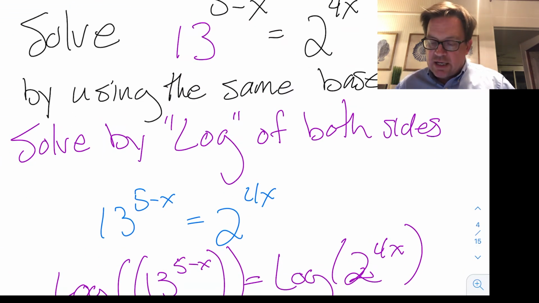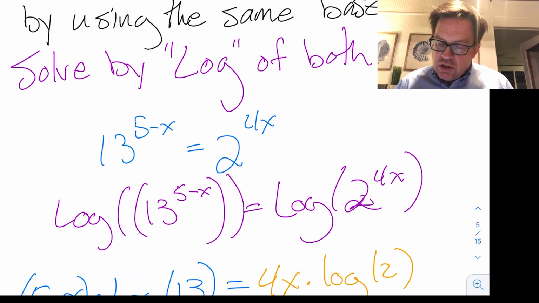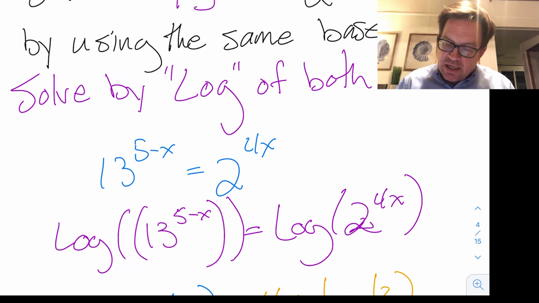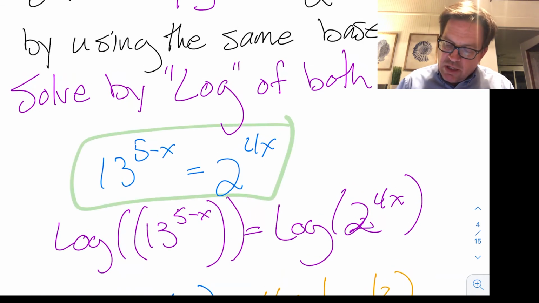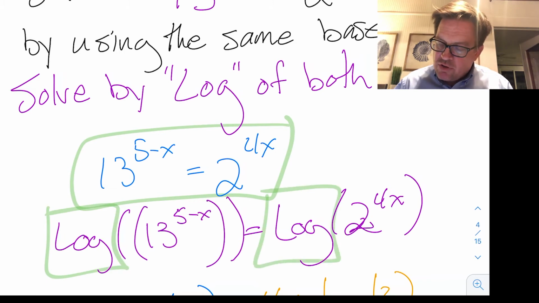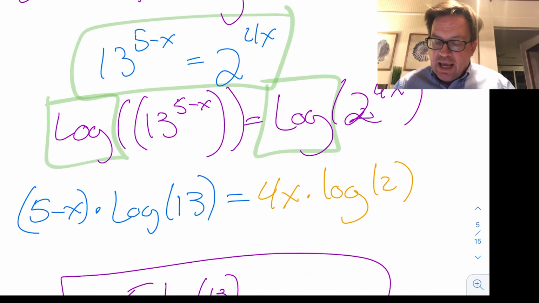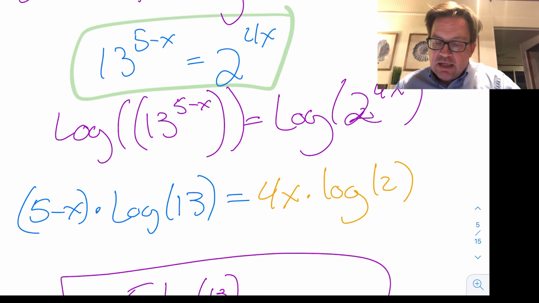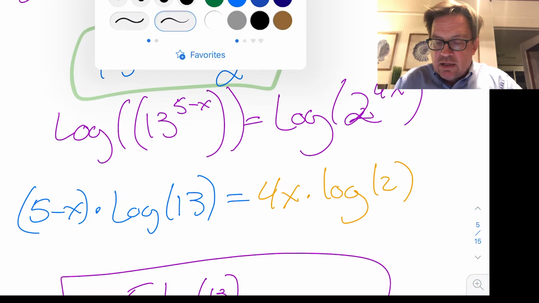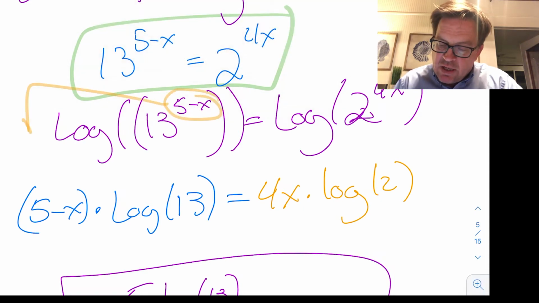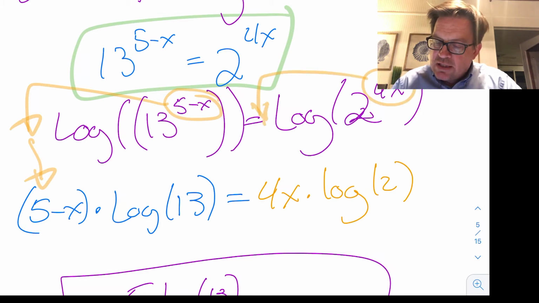And I also said in class that we could kind of save a step by starting with this equation and taking the log of both sides, right? The log of 13 to the 5 minus x and the log of 2 to the 4x. And the nice thing about that is now you can use our rules for logarithms, and this 5 minus x comes out in front to be that 5 minus x. And the 4 times x comes out in front to be that 4 times x.